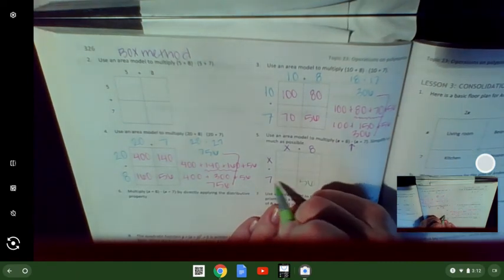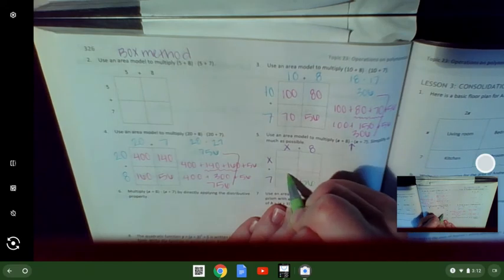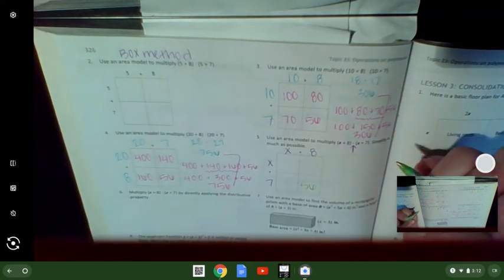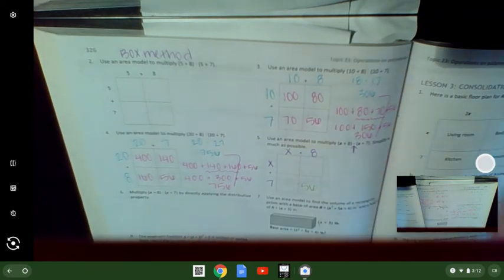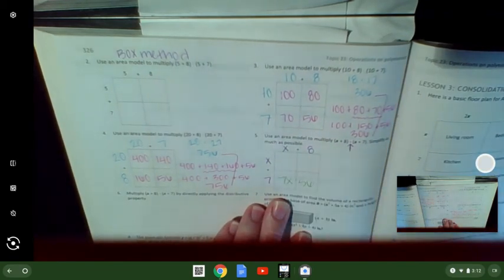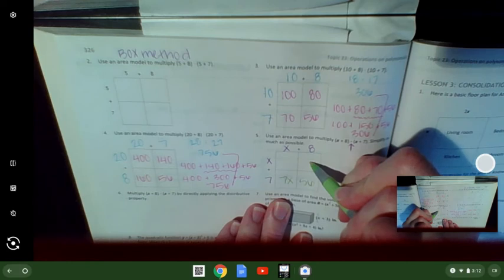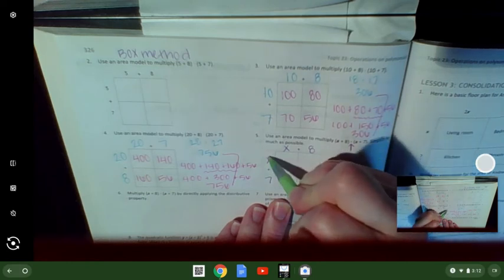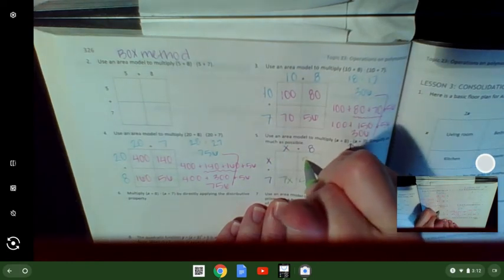I'm going to move over here. 7 times x. Well, 7 times an x, I can't multiply them and call them a new number or new letter, so I just write them next to each other. 7x. Similarly, up here in the top right corner, we have 8 times x, which is 8x.